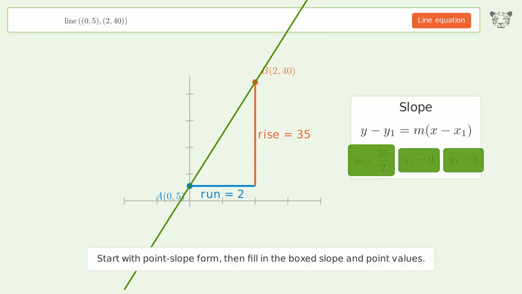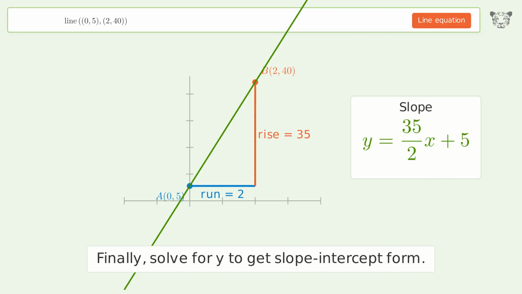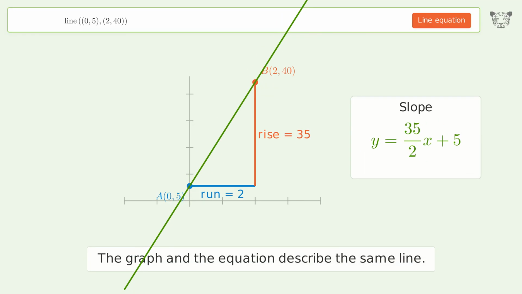Start with point slope form, y minus y1 equals m times x minus x1. Then fill in the boxed values, slope is 35 over 2, x1 is 0, and y1 is 5. That gives the specific point-slope equation for this line. Finally, solve for y to get slope-intercept form. The graph and the equation describe the same line.